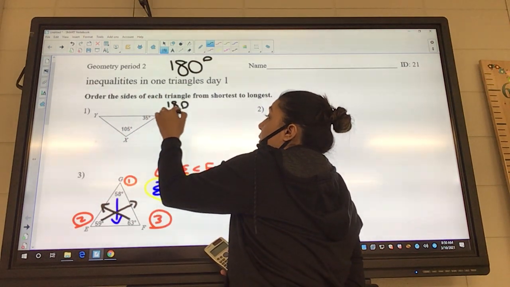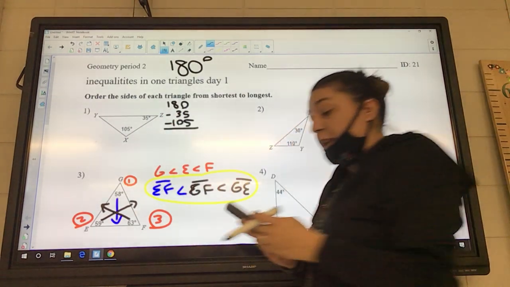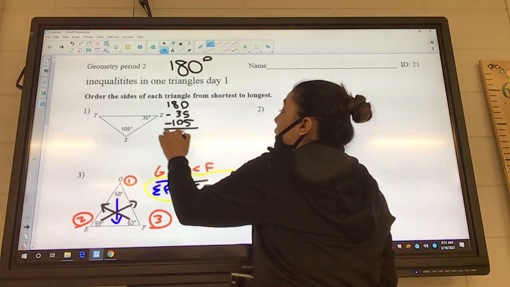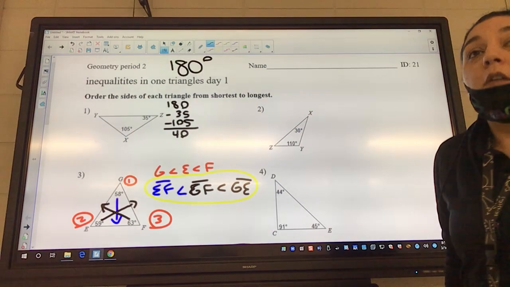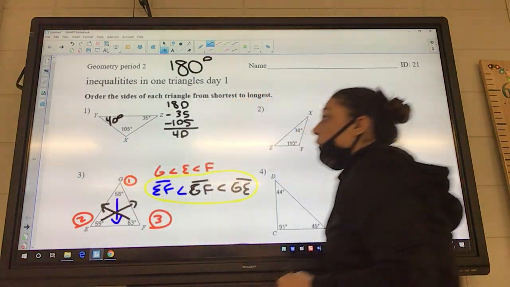Well, I know one is 35, and I know one is 105. When you type in 180 minus 35 minus 105, it's going to give you 40. So what is angle 40? Where does that go? Y. For Y. Okay, and then now the rest is just like what you've been doing.